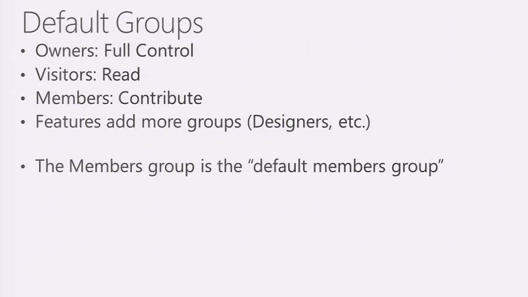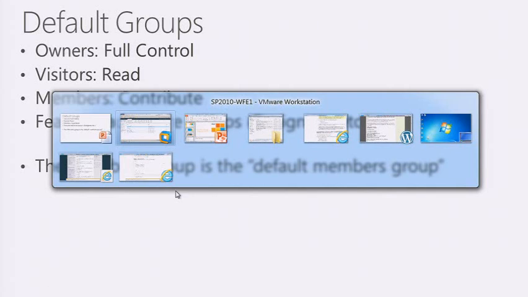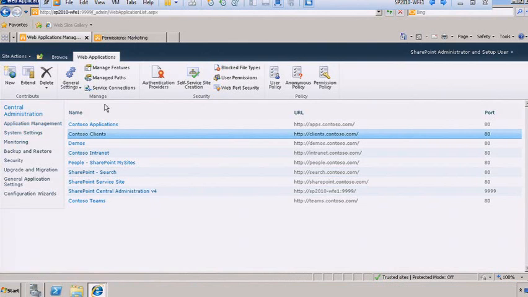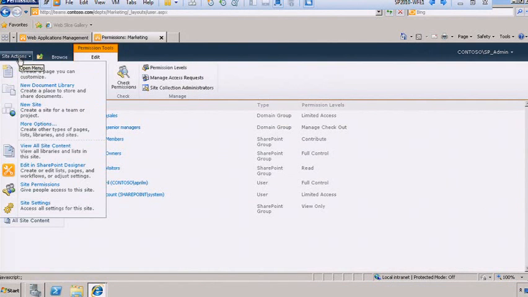All right. We've talked about the default groups, owners, visitors, members, and we've talked about the fact that you can create your own custom groups. There's one other bullet point here that I want to address, which is what's called the default members group. This is a nice thing to know about in SharePoint, and it's something that's very poorly documented and understood and designed, in my opinion.